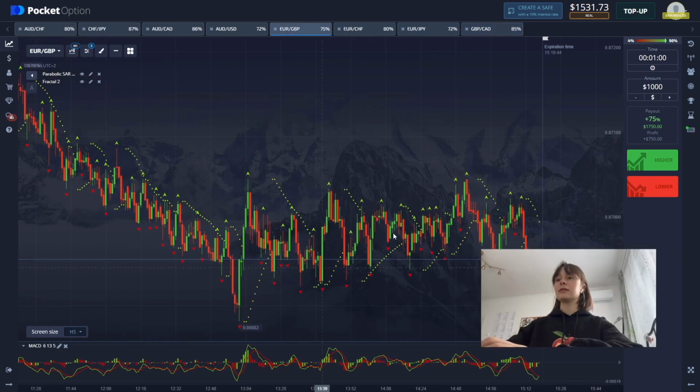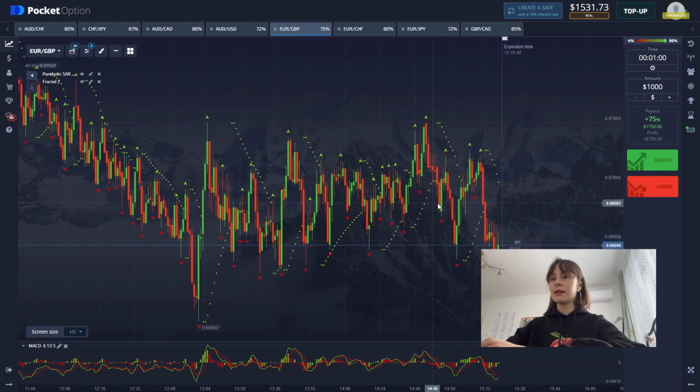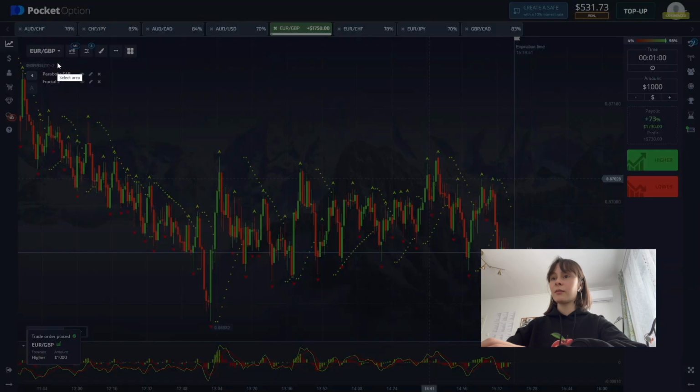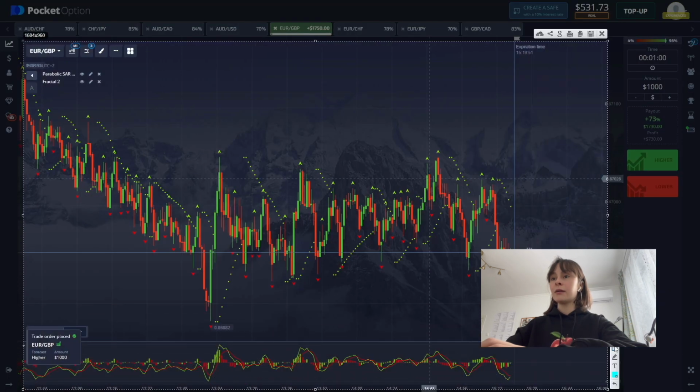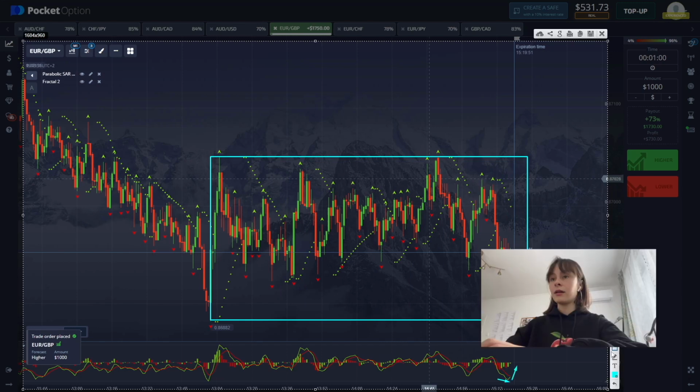In fact, here we see a touch. Seems like we have more of a downward dynamic. I don't believe that. That's why I'm going to open a deal to purchase. We see a really noticeable flat movement here. Let's highlight it from the zone. We can highlight the reverse on the MACD.